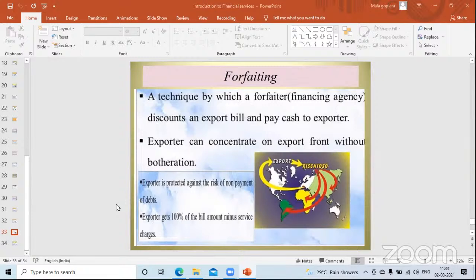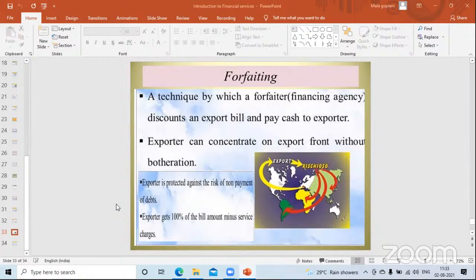He is not in the picture now, my dear. I have already sold. I am the exporter, you are the importer, and the third party is the forfeiter. I have sold all the export bills to the forfeiter. So I am not in the picture right now. So who is in the picture? A forfeiter and the importer.